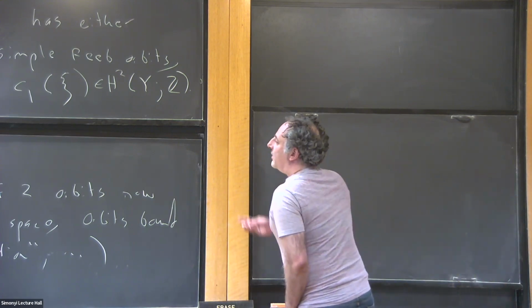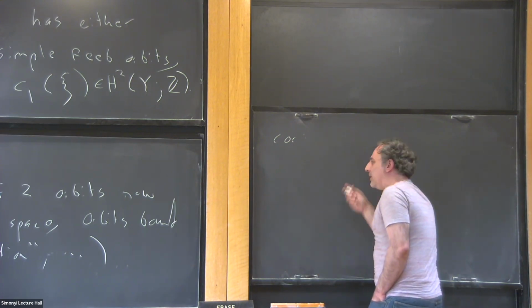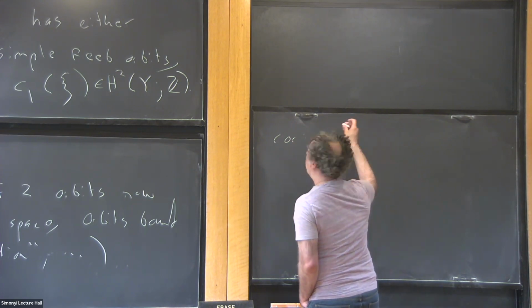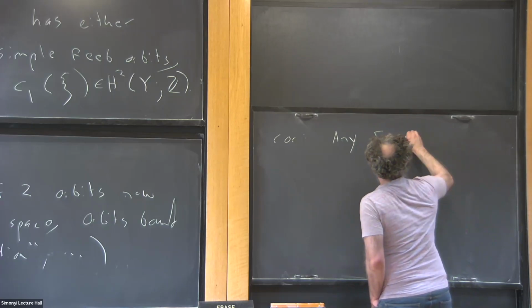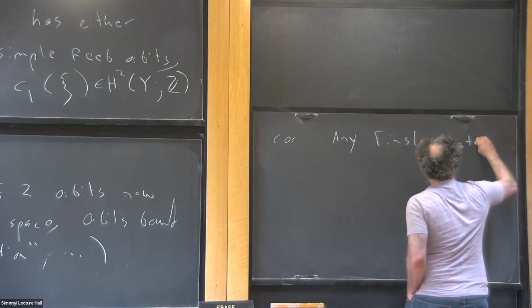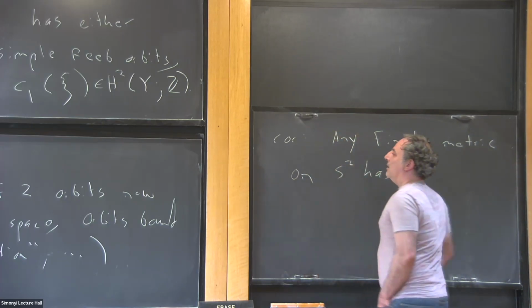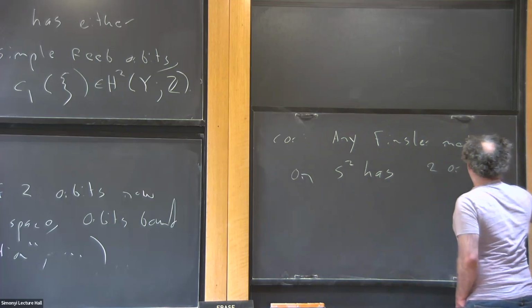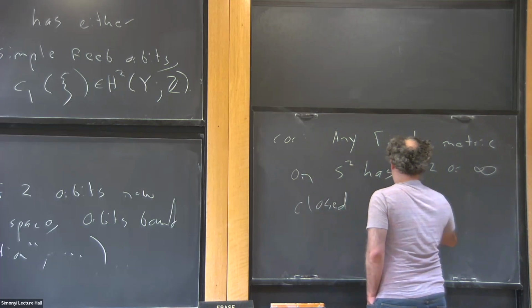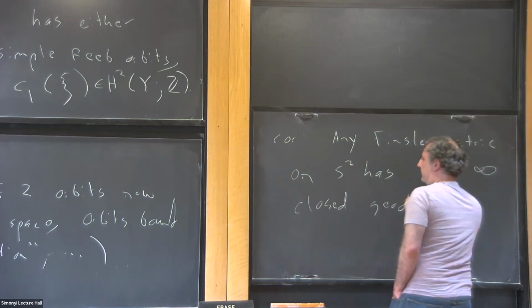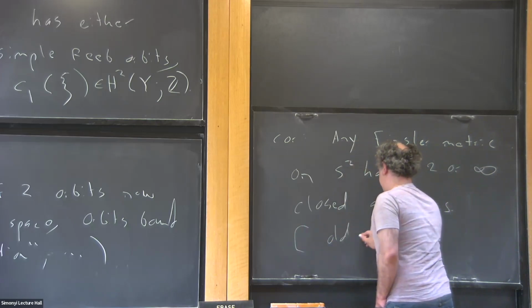So you also get a corollary. The following was of interest in Finsler geometry. So you get the following corollary: any Finsler metric on S2 has two or infinitely many closed geodesics. This was an old question.